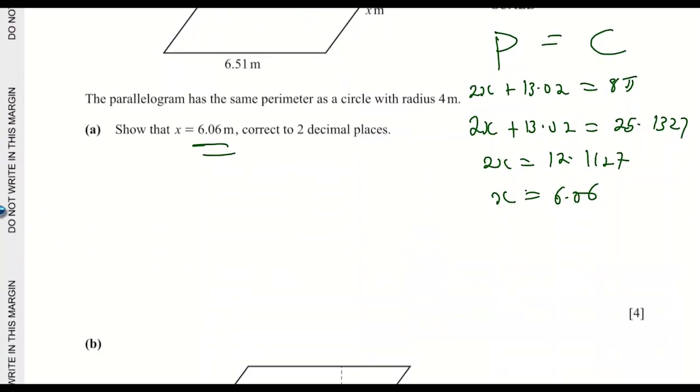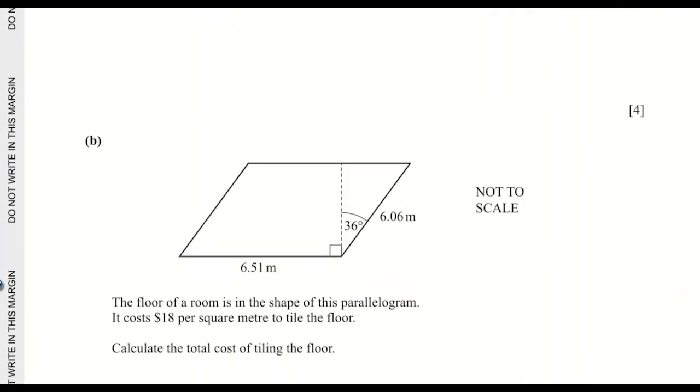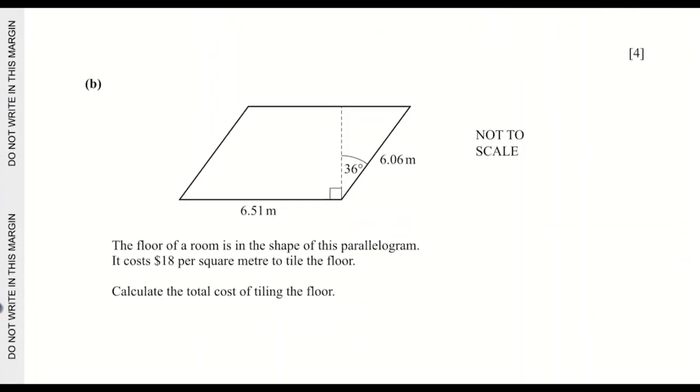Okay, part B. The floor of a room is in the shape of this parallelogram. It costs $18 per square meter to tile the floor. Calculate the total cost of tiling the floor. So we need to get the area. The area of this parallelogram, denoted by A, is base times height.